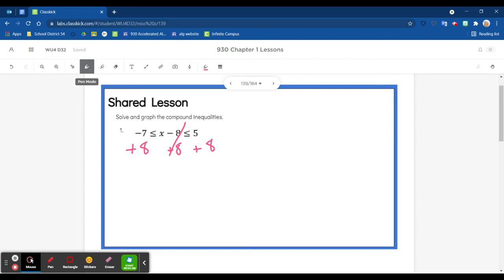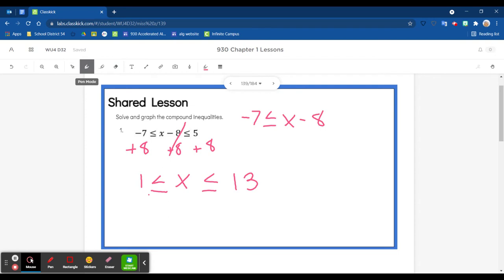So whatever I do to the middle, I have to do to the left of the inequality and the right of the inequality. So -7 plus 8 would be 1. I would have 1 is less than or equal to x. We got it alone, which would be less than or equal to 5 plus 8 is 13. So that's one way to solve it. The other way to solve it, like I said, is I could separate it. -7 is less than or equal to x minus 8.